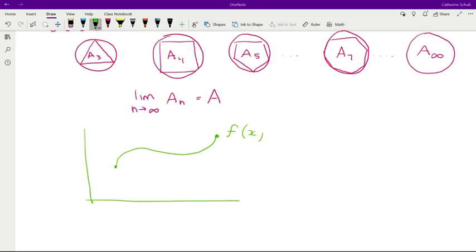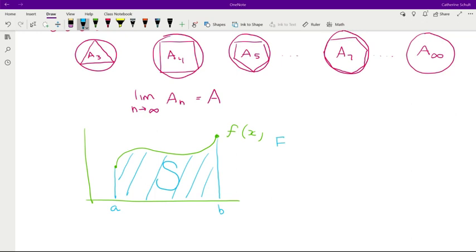All right, and then the problem is, let's say we're going from a to b, how can we find the area under the curve from a to b? Okay, we can call that area S. So how are we going to estimate that? Okay, so this is the problem.